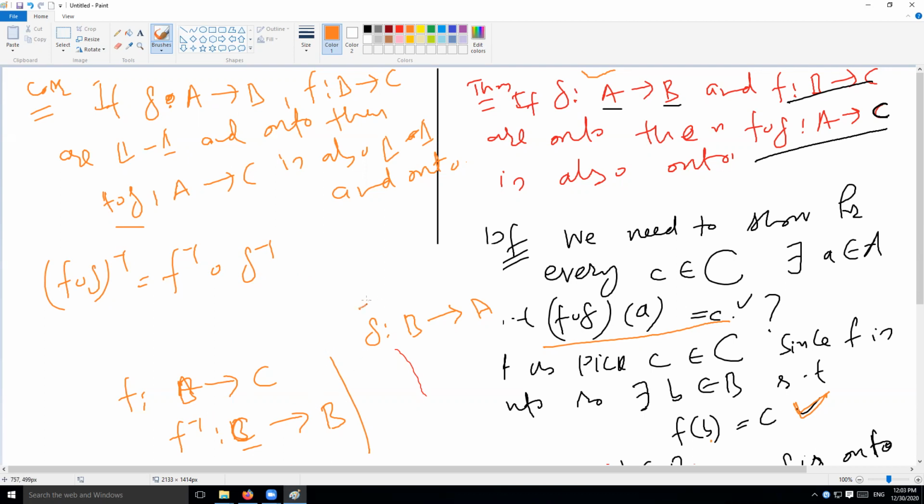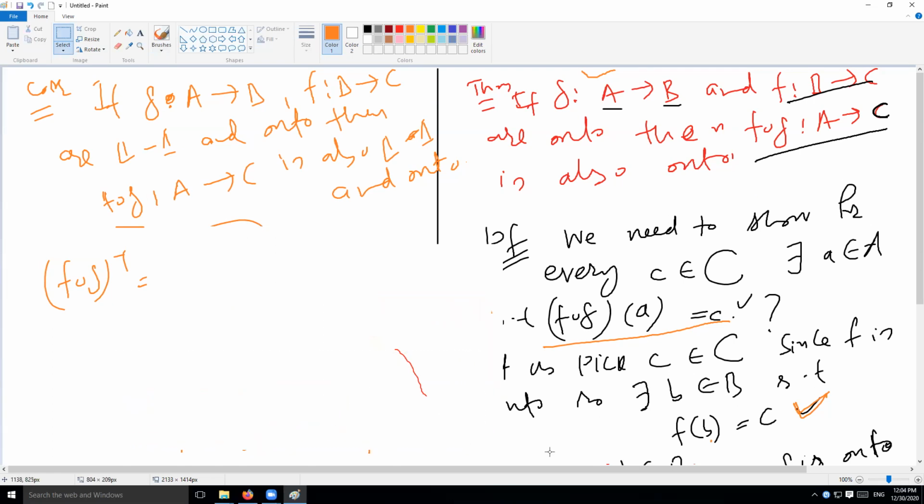So G inverse is a map from B to A, and F inverse is a map from C to B. Does this make sense? No, it doesn't make sense actually. इसका मतलब ये है कि ये तो इसका inverse हो ही नहीं सकता. This can't be the inverse of it because this function does not make sense in the first place actually. So what could be the other potential actually?